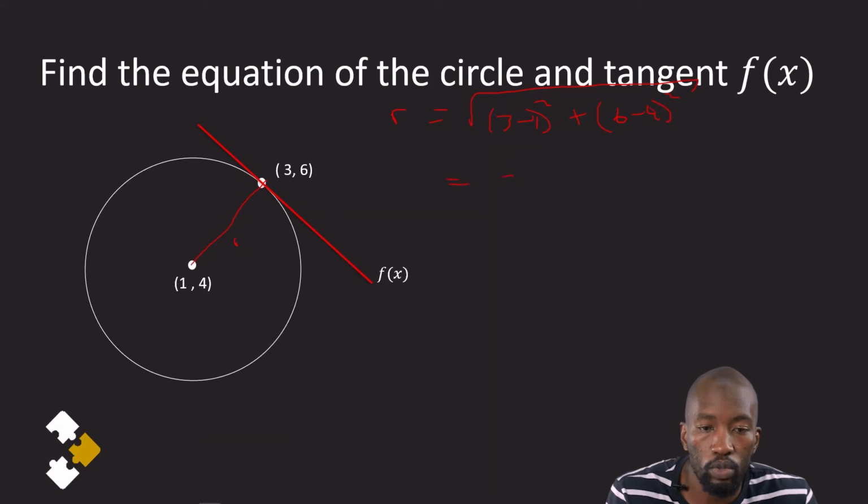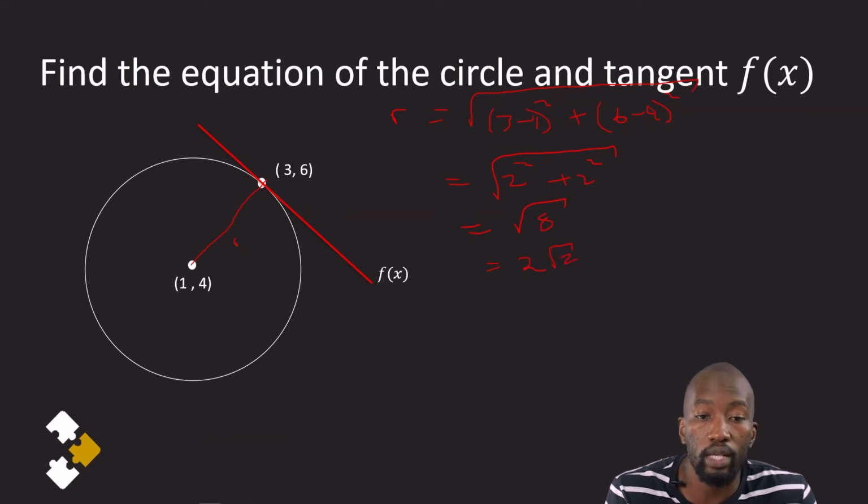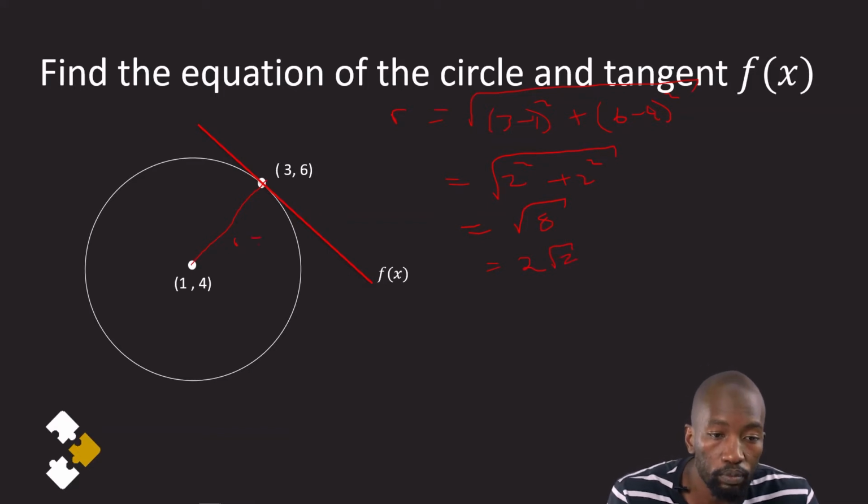So this is just 2 squared and then plus 2 squared, all under a square root. So 2 squared is 4 plus 4. So this is just the square root of 8. So now we know that this simplifies to 2 root 2 as our r. Let me just put the 2 there. This is r. Now let's find the equation of the circle.